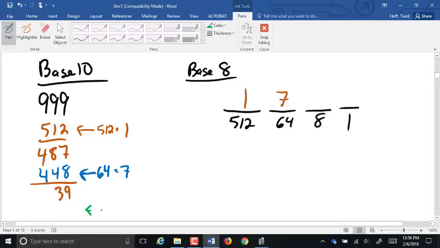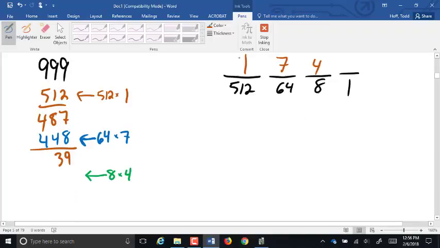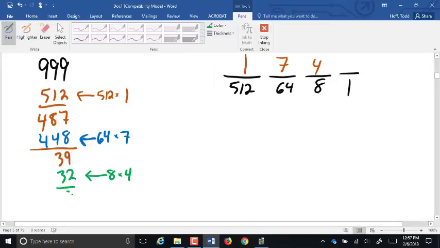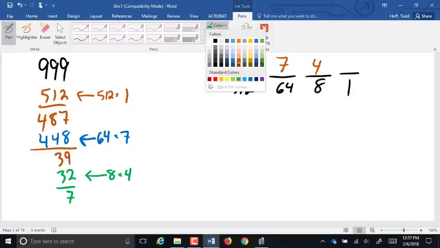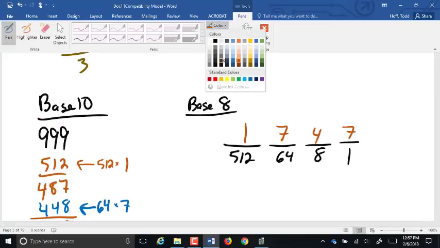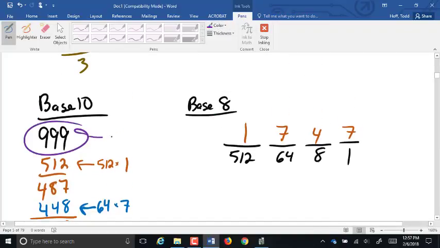Next, I have the 8's place value. How many times does 8 go into 39? 4 will work. 4 times 8 is 32. Subtract, we get 7. Those 7 ones go in the 1's. So the base 10 number, 999, becomes 1747 octal.